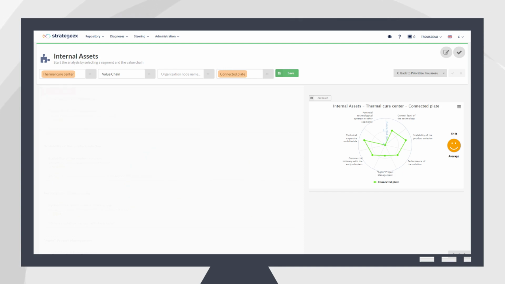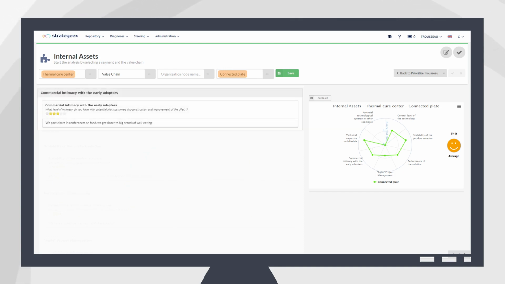The fifth criterion concerns the intimacy of your sales representatives with your customers, their ability to co-construct with them and so on. In our example, we have given 3 stars because our sales representatives have built relationships, which are not yet real customer intimacy, in particular by participating in numerous events.